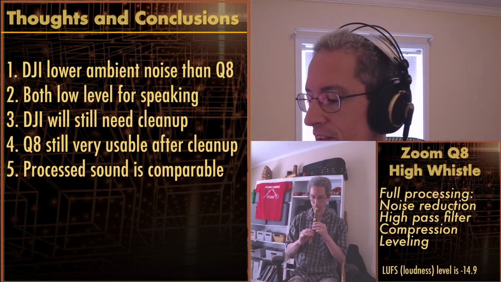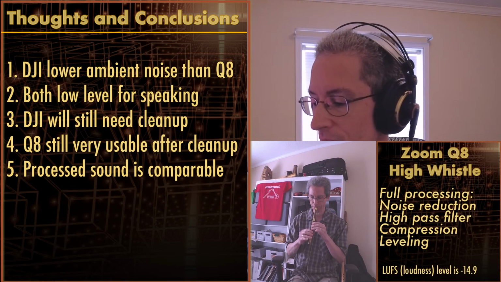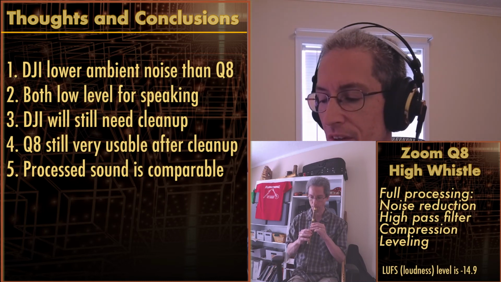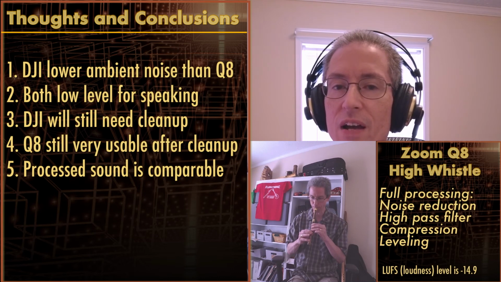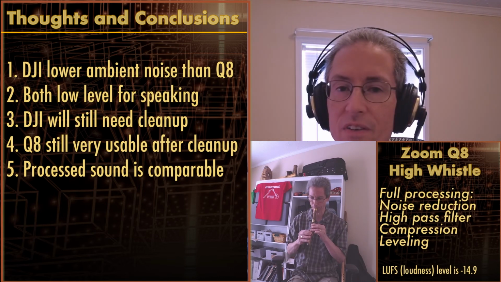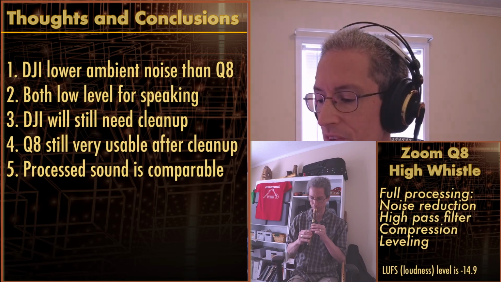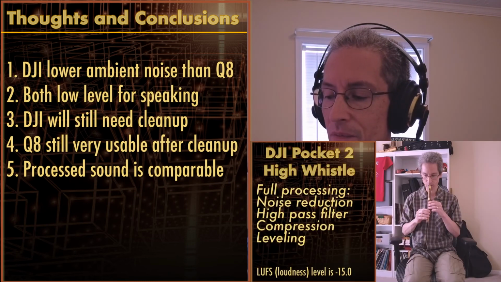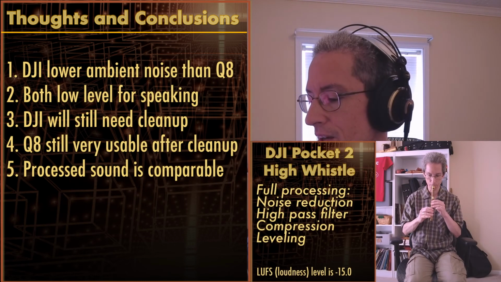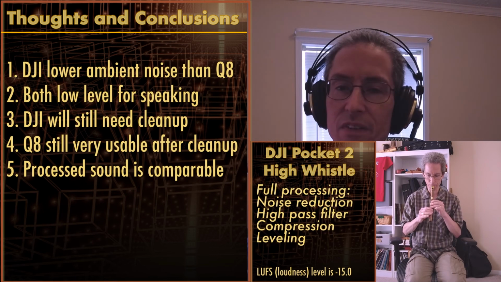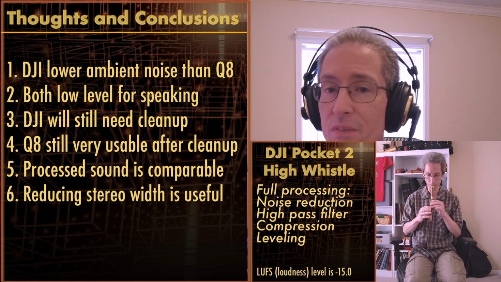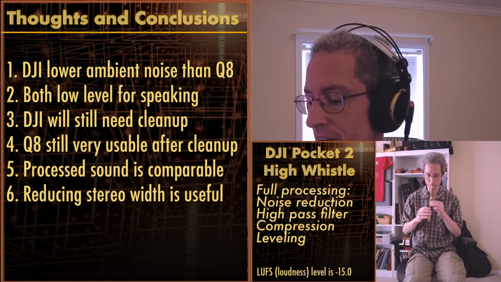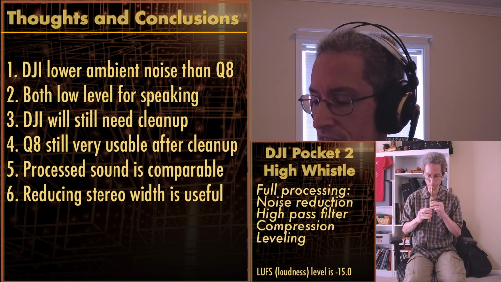Full processing again, Q8, very usable. It's what I'm used to. Another thing here in the compression step, I'm using the Pro C2 compressor. It also has a setting where you can adjust the stereo width as it's doing the compression. So all the compressed samples have that on. That just helps with the single instruments here. It usually helps to focus the sound and let it fit into the mix a little bit better. Once again, I'm not hearing a whole lot of difference between the processed samples between the Q8 and the DJI.